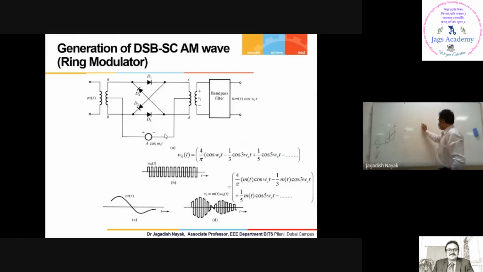4 by pi, cos omega ct, minus 1 by 3 cos 3 omega ct, plus 1 by 5 cos 5 omega ct. Now you tell me what term in this will give me the DSB-SC. When you multiply this square wave, which is represented using Fourier series expansion, and m of t, individually multiply this and this one.